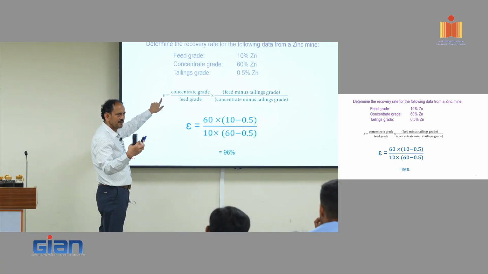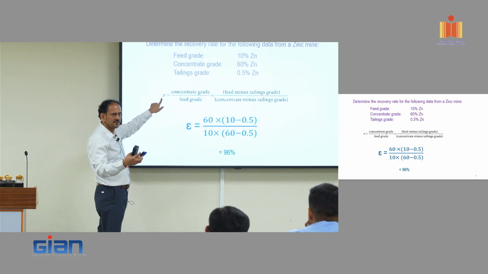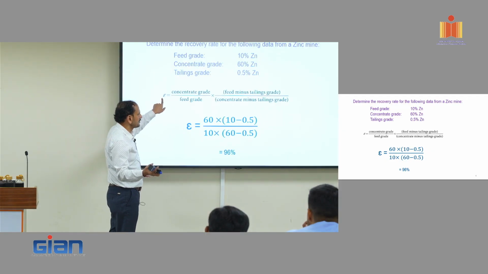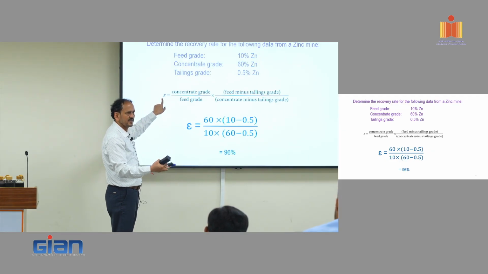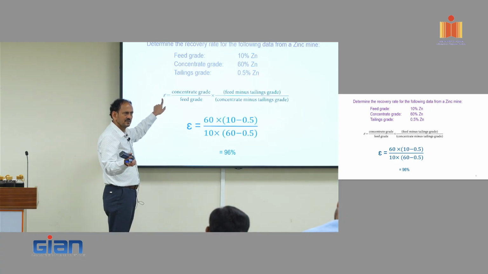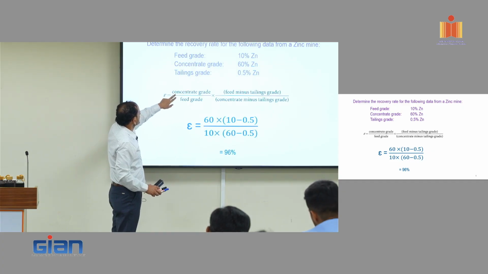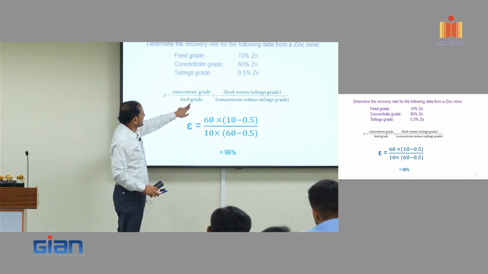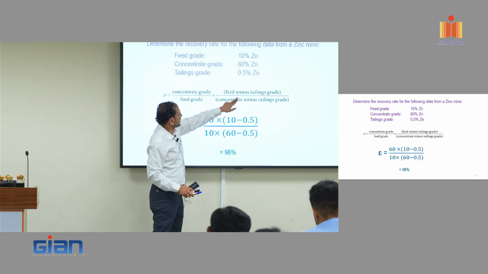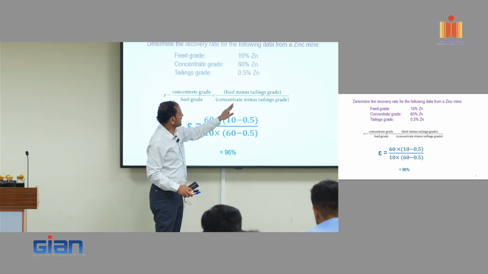Generally, for precious metals, we get in the range of 92 to 98%. And for base and other metals, we are generally in the range of 80 to 92%. Yeah? So what you are saying is concentrate grade divided by feed grade times feed minus tails grade divided by concentrate minus tails grade.